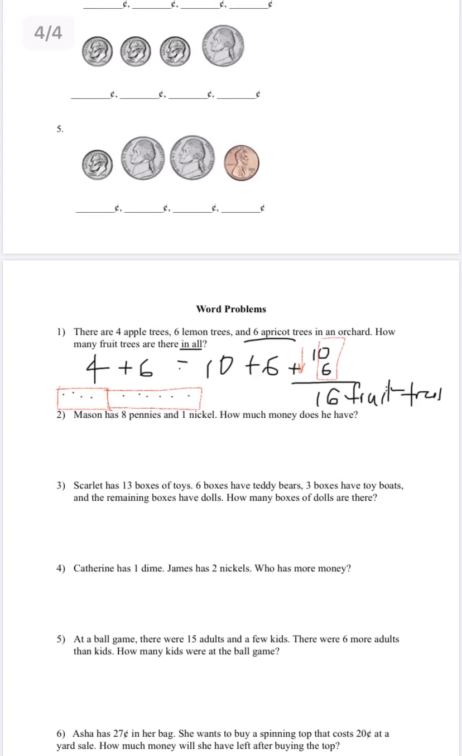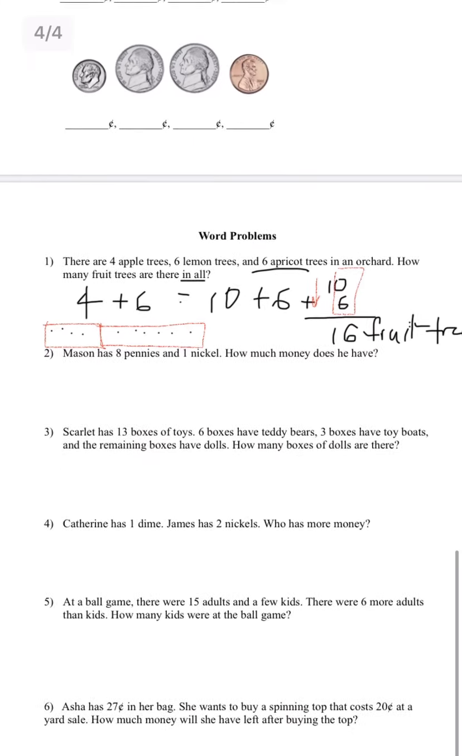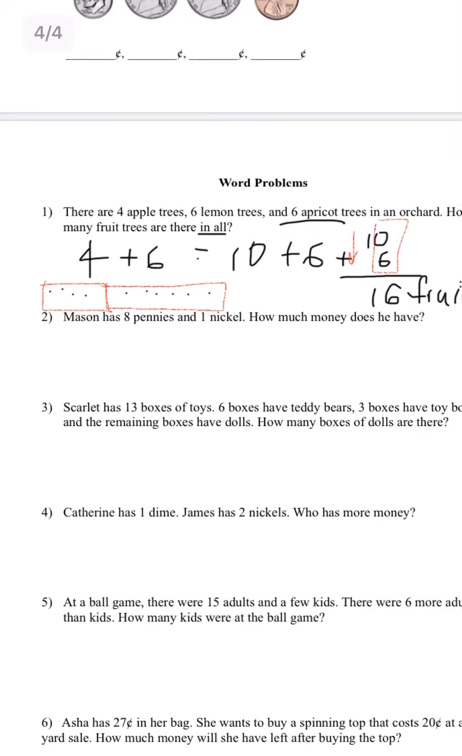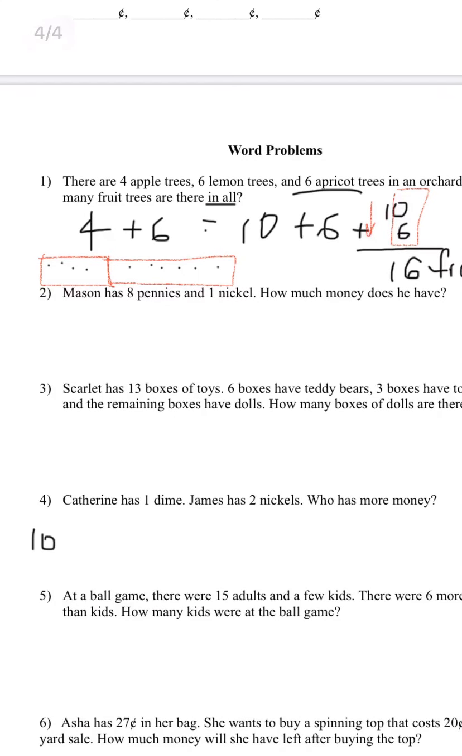Now let's try number 4. Okay. Catherine has 1 dime. James has 2 nickels. Who has more money? Catherine, 1 dime. 1 dime was 10 cents. Okay. 1 dime. And then 2 nickels.